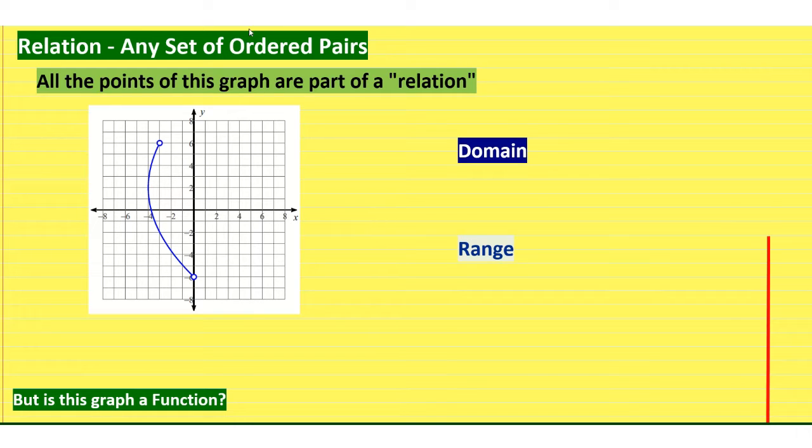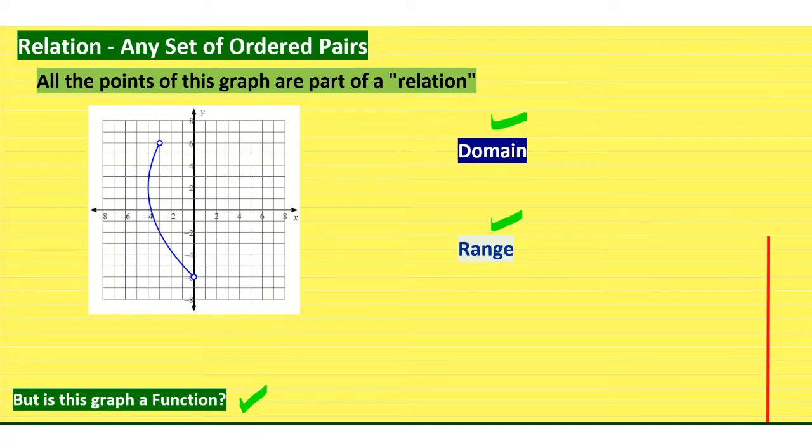A graph is a relation because a relation is any set of ordered pairs. And all the points on this graph are part of a relation. But we're going to determine what its domain is and what its range is. And we're also going to ask ourselves, is it a function? So we're going to take care of all three of those things in this video.